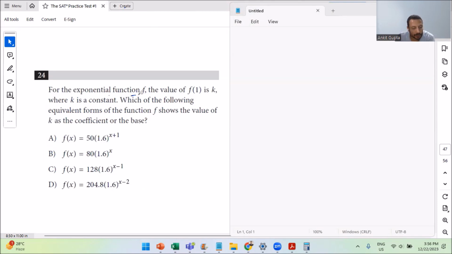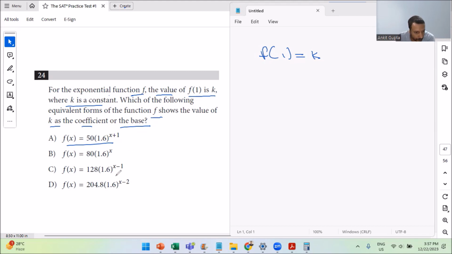For the exponential function f, the value of f of 1 is k, right? So f of 1 is given to us as k and it's an exponential function where k is a constant. Which of the following equivalent forms of the function f shows the value of k as the constant or the base? Now we need to find that function where k is shown as a coefficient. So if we look at the option choices, we're actually looking for a function which potentially has a power of x minus 1, because we know the value of f of 1 is equal to k.